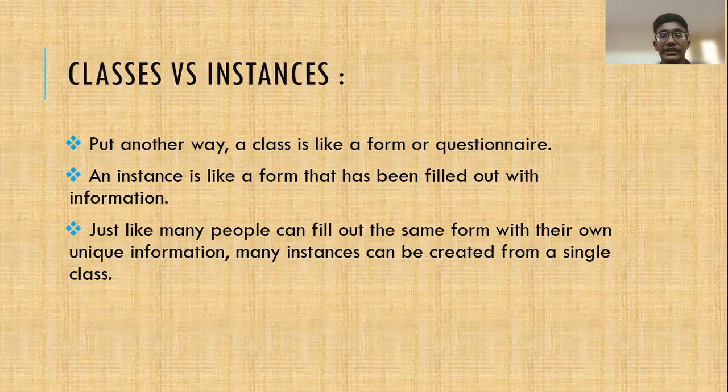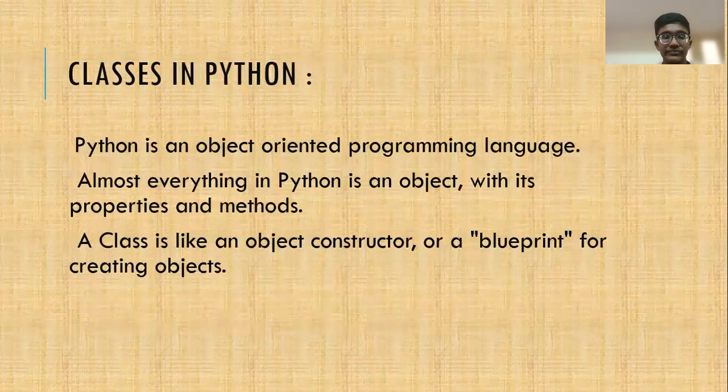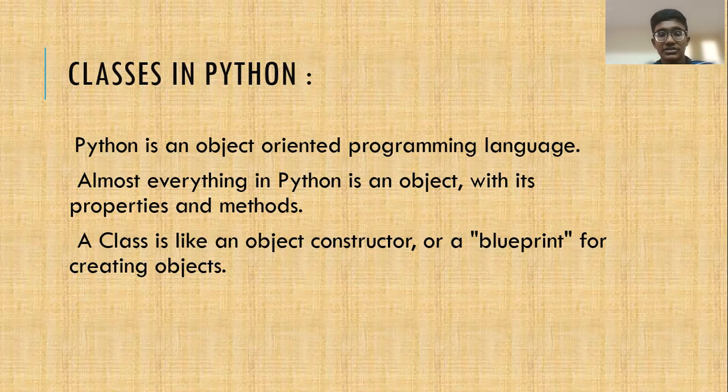Put another way, a class is like a questionnaire form. An instance is like a form that has been filled out with information. Just like many people can fill out the same form with their own unique information, many instances can be created from a single class. Classes in Python. Python is an object-oriented programming language. Almost everything in Python is an object with its properties and methods. A class is like an object constructor or a blueprint for creating objects.